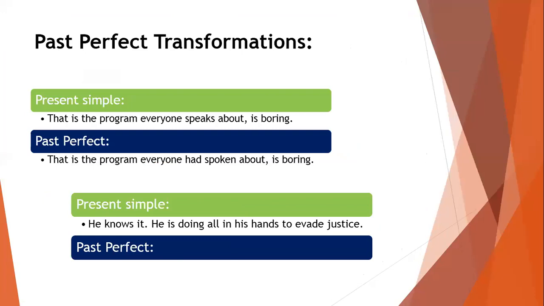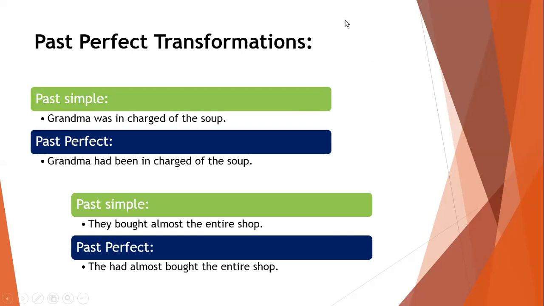That is the program everyone had spoken about. It's boring. En este caso, dejamos intacta la primera parte porque no tendría sentido. Ese es el programa que todos sabían, del que todos habían hablado, del que todos estaban hablando. Ajá. Ya no más, porque es aburrido. Is that understood? ¿Sí se entiende? So, no hay necesidad de cambiar the first structure. The first part of the sentence, no. So we keep it intact.